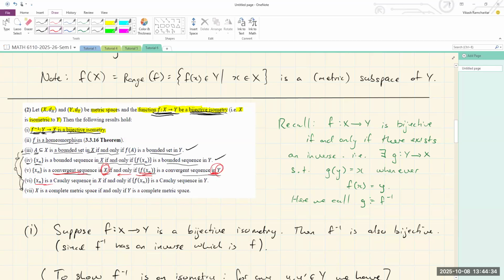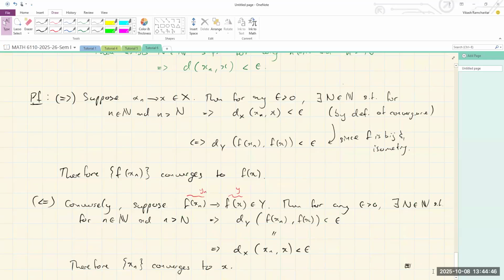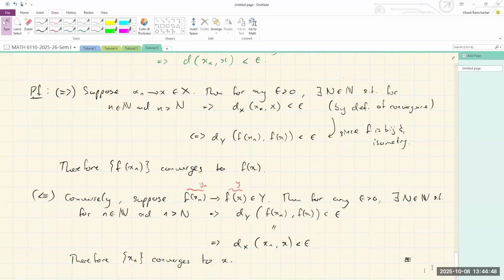And for Cauchy sequences, it's the same thing as what we just proved here. You just apply the definition of a Cauchy sequence.